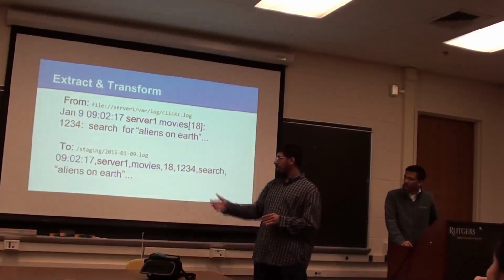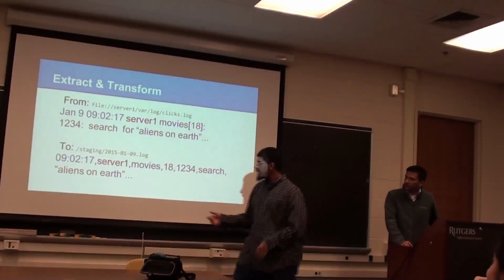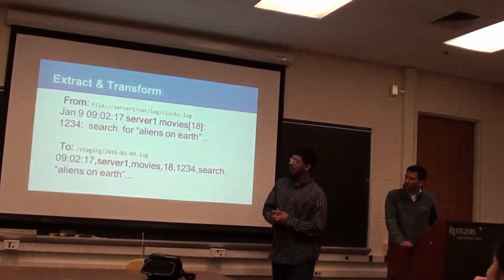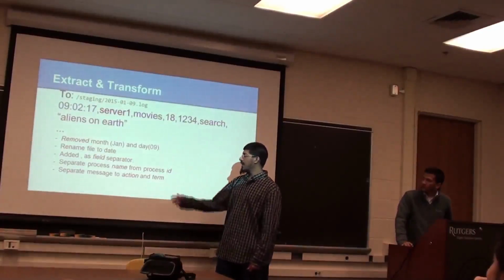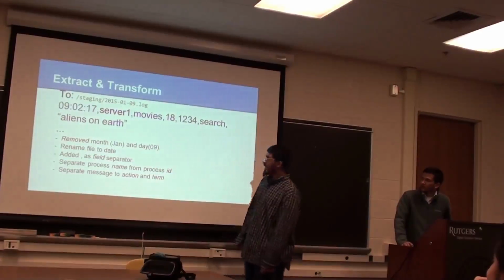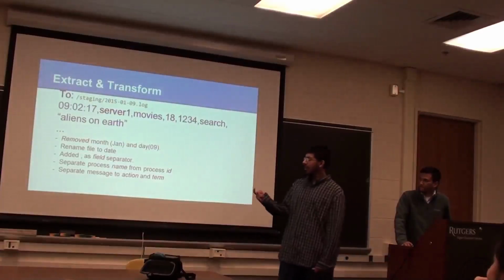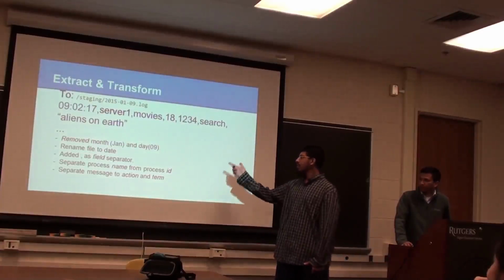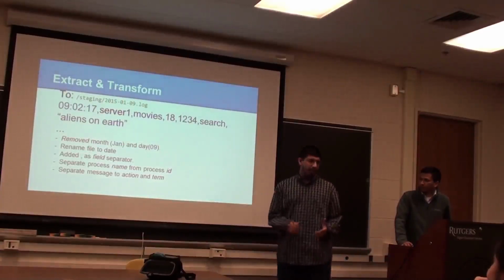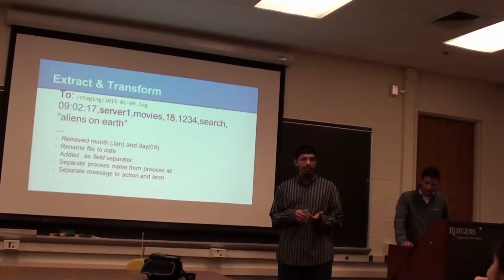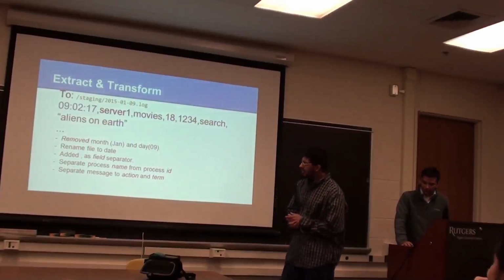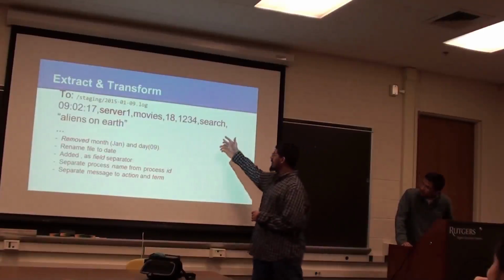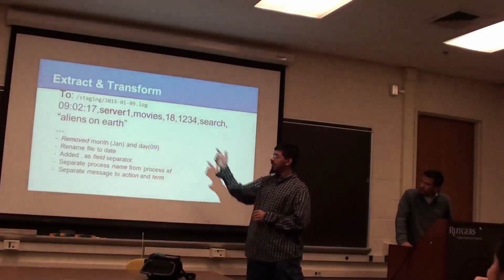For example, here, we transform the data. We rename the file. If you go to the next slide, I'll go into that. So what did we do here? We removed the month and the date. We renamed the file to the date. We added a separator comma. It could be anything, as long as Hive can read it. You separate the process name and process ID. It's very flexible. You could provide your own parser, or they already have a parser built in. And then we separate the action and the term, like the user searched for aliens on Earth.